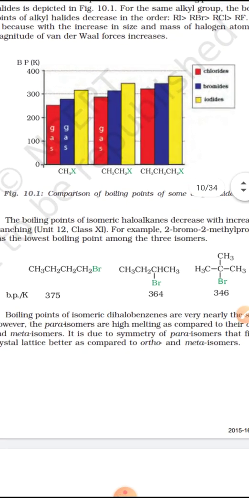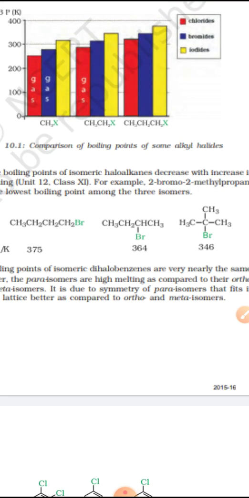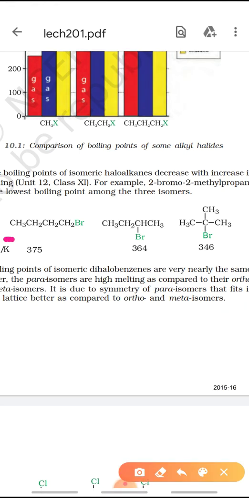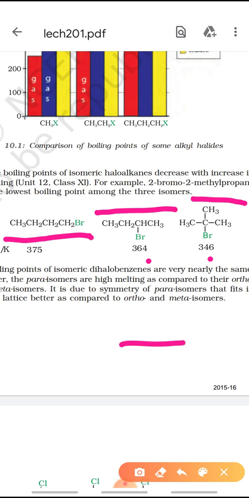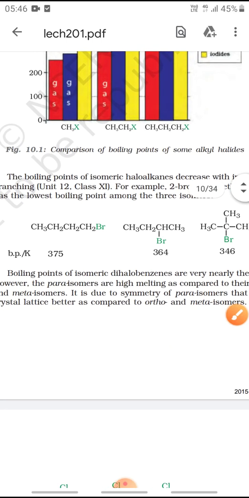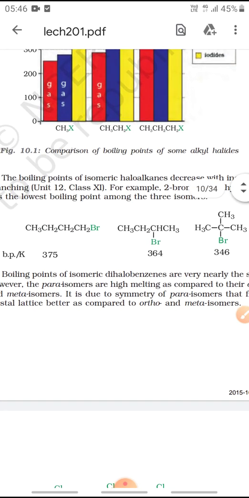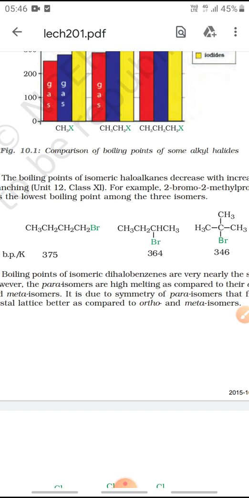Now, if we compare the boiling points of isomeric haloalkanes, like a 4 carbon straight chain haloalkane, a 4 carbon branched chain and a more branched one, then with the increase in branching, the boiling point decreases. In general, I am talking, do not see the values.